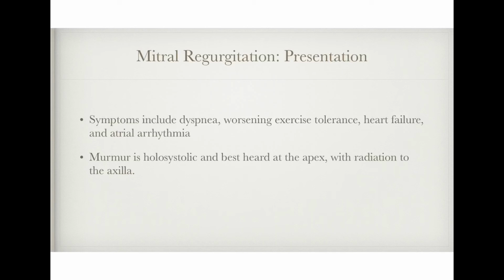The characteristic murmur of mitral regurgitation is hollow systolic and best heard at the apex over the mitral valve area with radiation to the axilla. And here's how that sounds. Hopefully there you heard the S1 and S2 heart sounds, although they're a little bit obscured. And between them you hear a murmur that's essentially constant in intensity throughout the duration of systole. And that's why it's called a hollow systolic murmur.